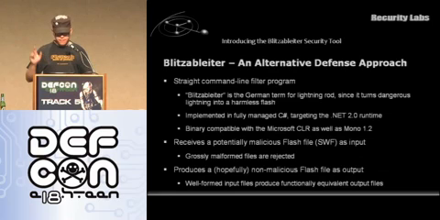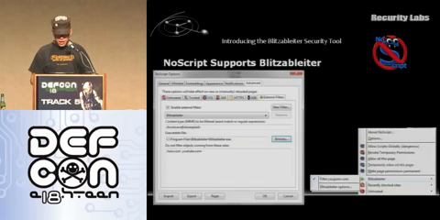I think I forgot to mention one thing. The name of the tool, Blitzableiter, is a German word, intentionally, just to make it harder for you guys. It is the term that we use for lightning rod, because it turns dangerous lightning into pretty flashes that don't kill anyone. So that's for the name of it.